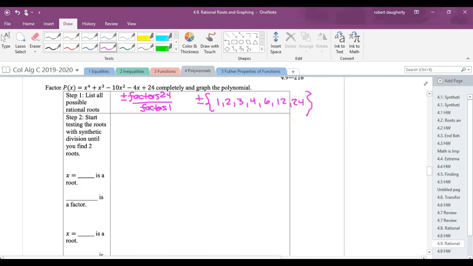Now let's talk about our shortcuts. Are all these coefficients positive? No. So that doesn't give me the shortcut of them all being negative. What happens when I add these together? 1 plus 1 is 2. 2 minus 10 is negative 8. Negative 8 minus 4 is negative 12. Negative 12 plus 24 is not 0. So that doesn't give me the starting point that 1 is a root. So now where do I start?